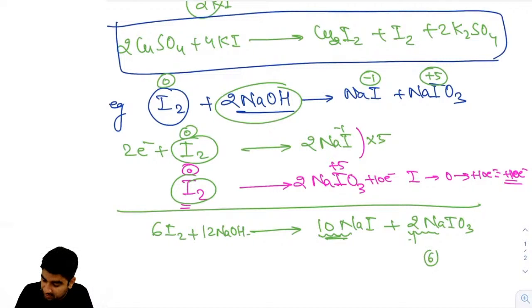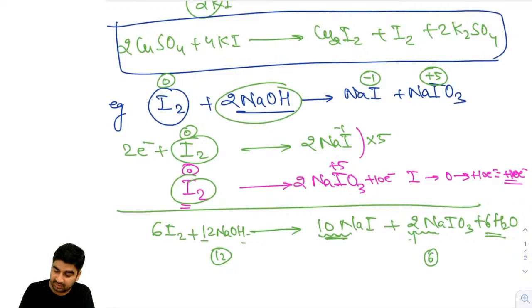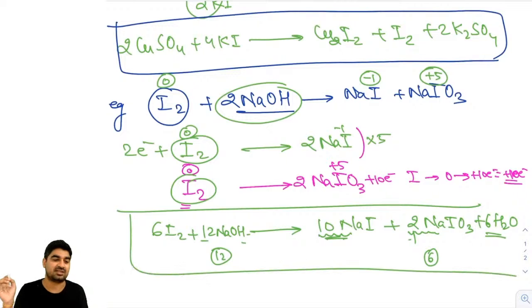We have 6 oxygen here. We have 12 oxygen here. So just add 6 H2O here. So we have 12 H and 12 H are already here. So this is the balanced reaction, guys. You can see it.